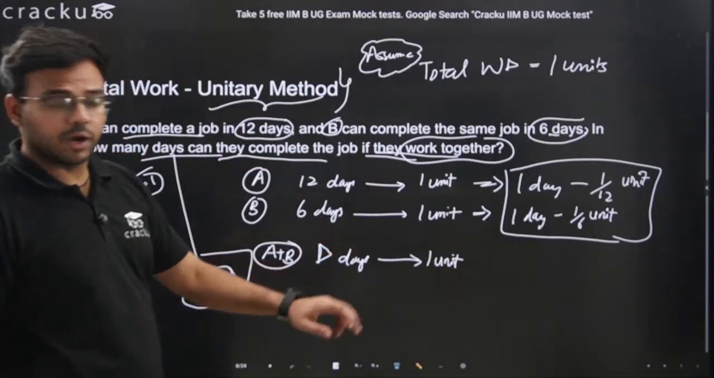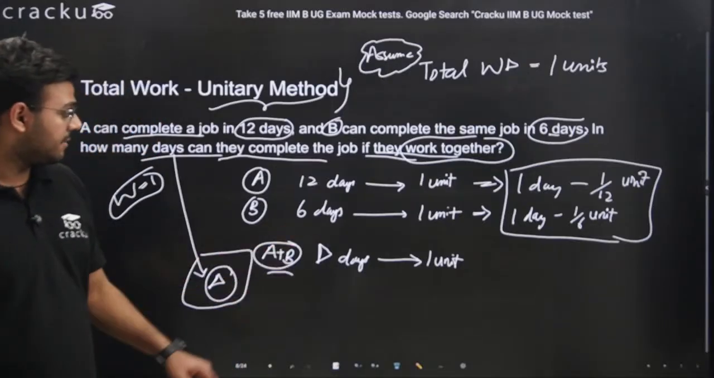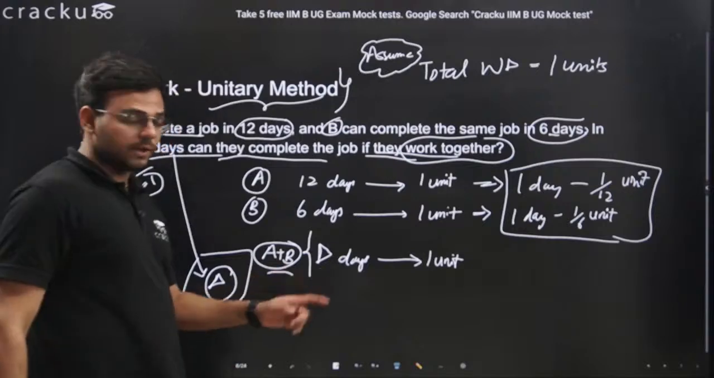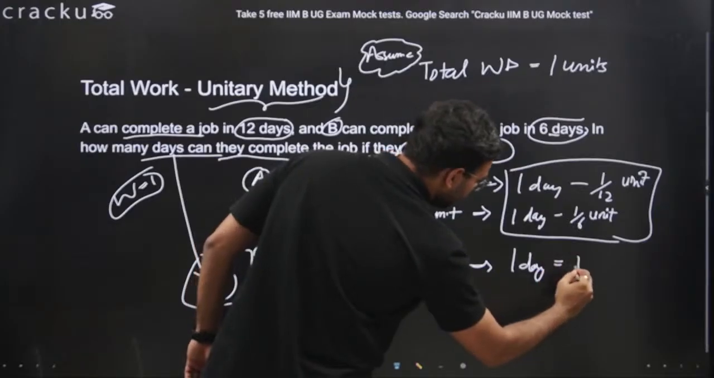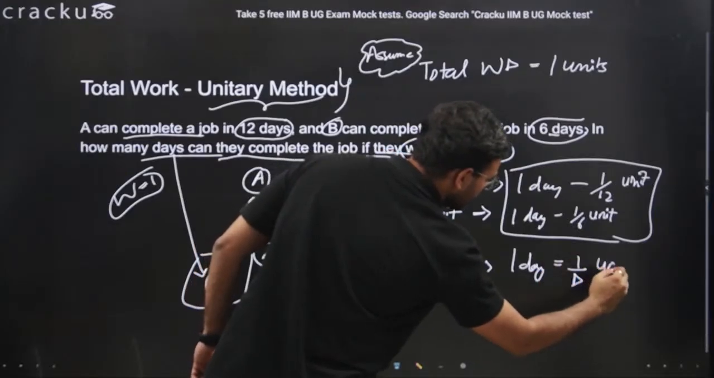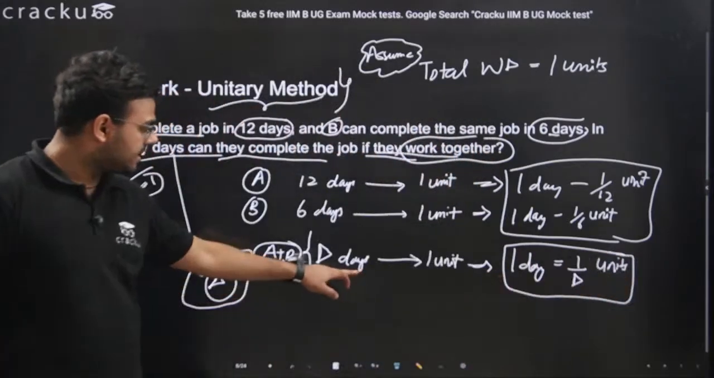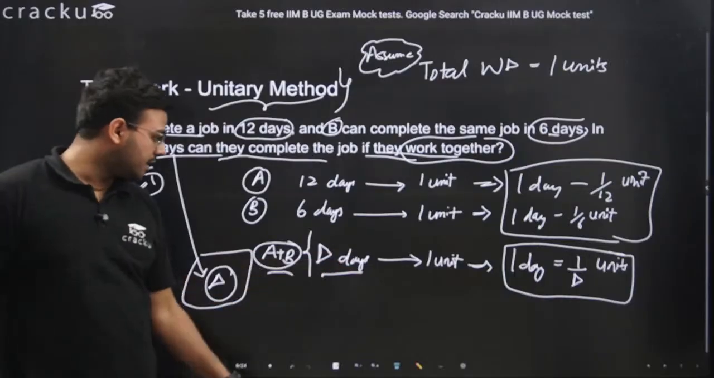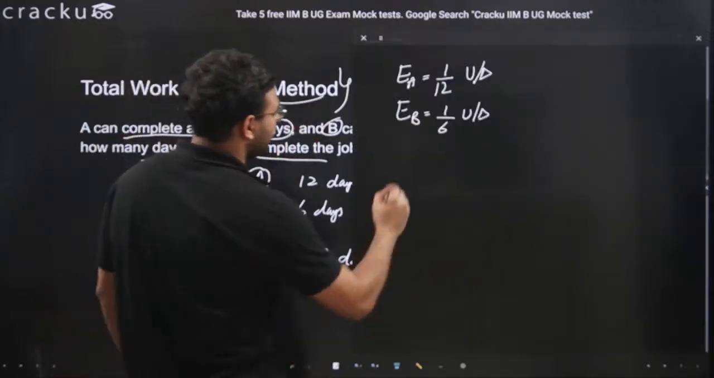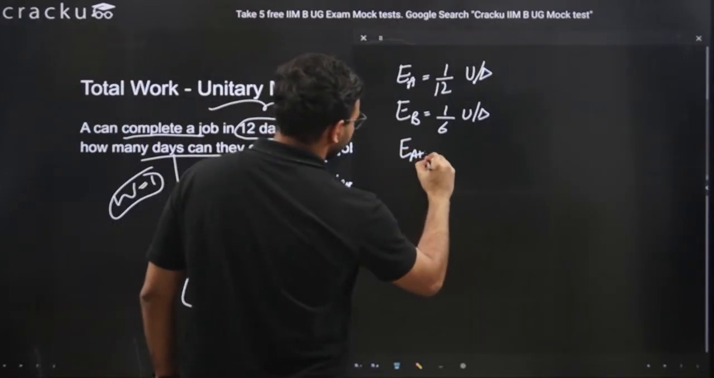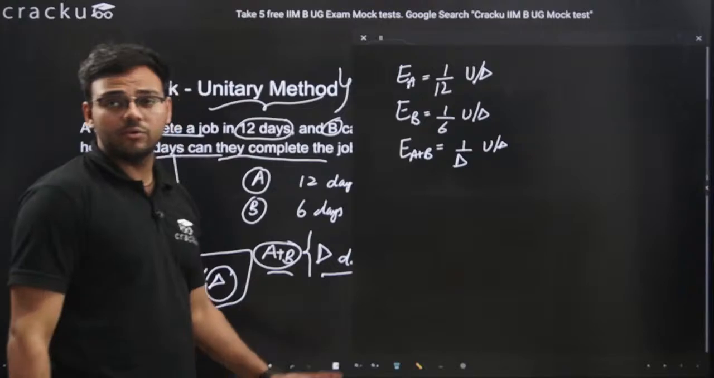This means in 1 day, when A and B are both working together, they will do 1 by D units. So I can write here that efficiency of A plus B is 1 by D units per day.